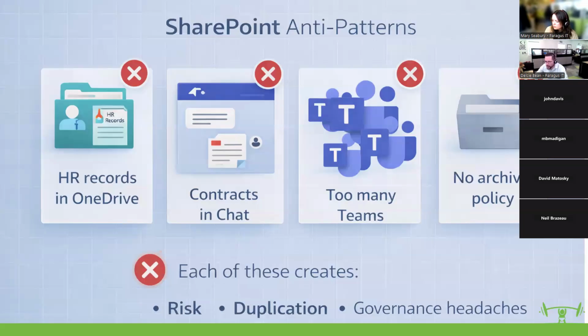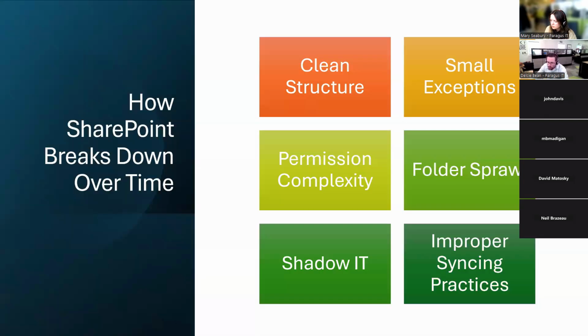Each of these patterns is going to lead to three consistent outcomes: risk, duplication, and governance headaches. Risk increases because permissions are complex and compliance boundaries become unclear. Duplication increases because users can't confidently find the authoritative version, and governance headaches increase because IT and leadership cannot easily audit access, enforce retention, or clean up the environment. None of these problems are technical failures. They're architectural and governance gaps that compound over time when your structure is not intentional.